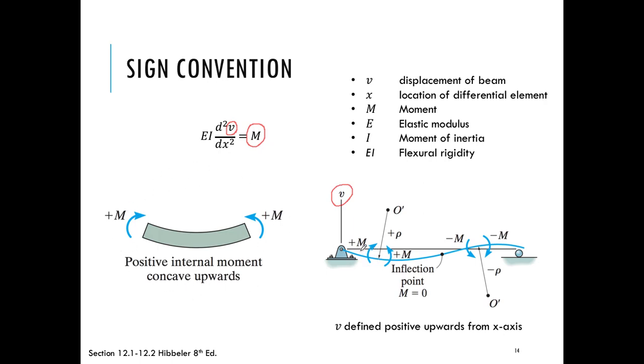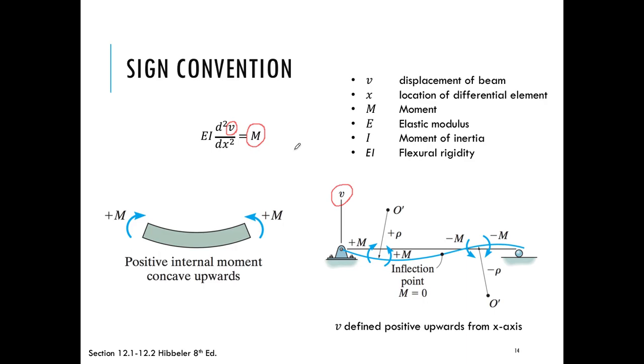Okay, now also on this diagram, the positive sign convention of the beam is shown. So if you look at this, you can see that this is a concave upwards or curving upwards beam, hence why there are positive bending moments here, whereas in this part of the beam, it is curving downwards, so therefore the bending moments in this part of the beam are negative.